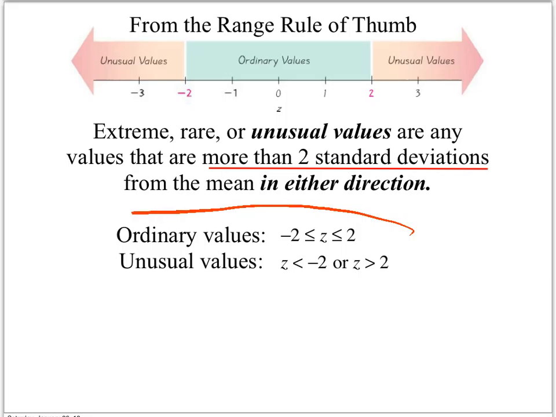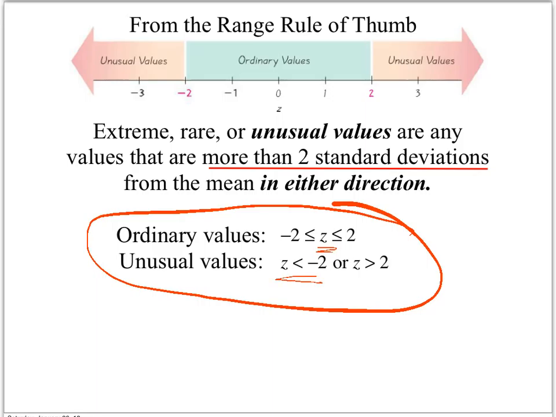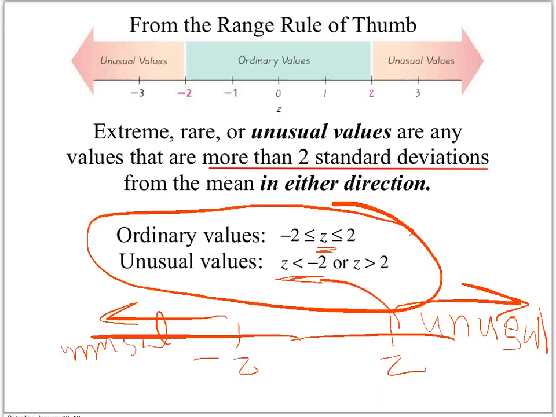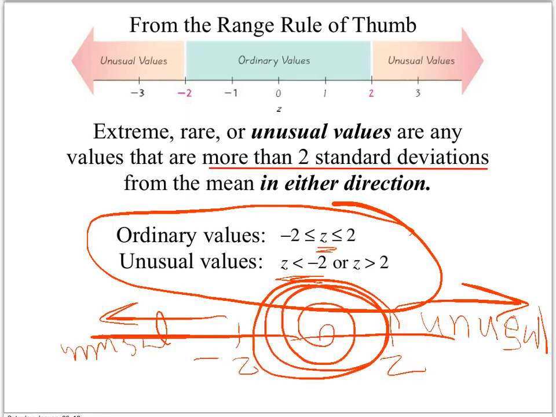So we get this nice result that ordinary values are within 2 standard deviations. So you see the z-score is between -2 and +2. Unusual values are further away than 2 standard deviations. So the z-score would be less than -2, because -2 is here, the number is less than -2 that way, or greater than +2. So +2 would be here, and the numbers greater than +2 would be there. So these would be z-scores for unusual data values, whatever you're measuring. And these would be considered about average.